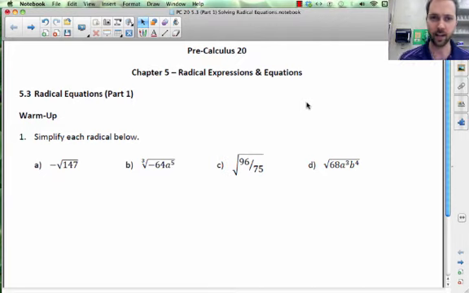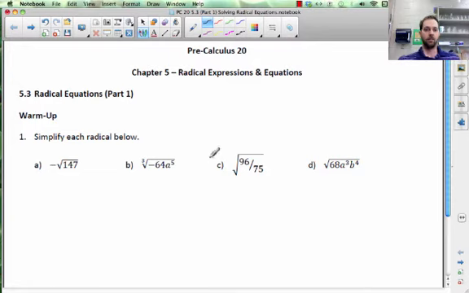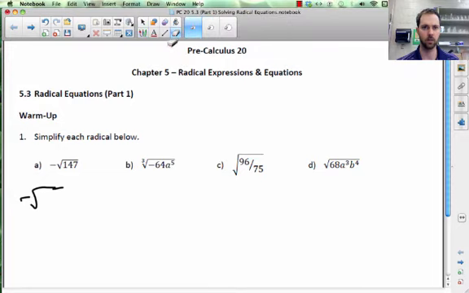Alright, so today we will be studying 5.3, radical equations and expressions. So we'll start off by just simplifying some of these radicals. This is a warm-up. This is a review from 5.1 and 5.2. So the negative of a radical, the negative has to stay outside the radical.